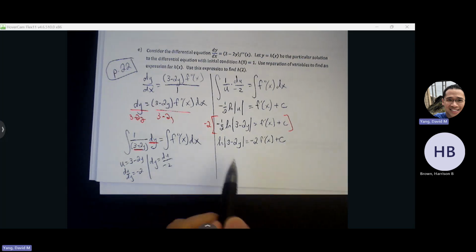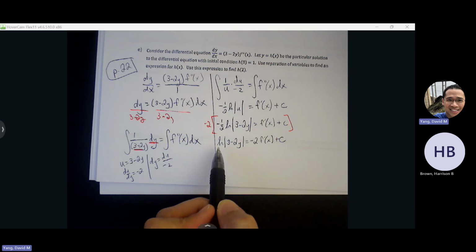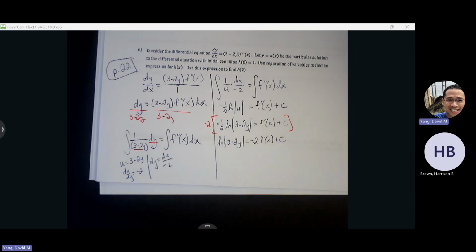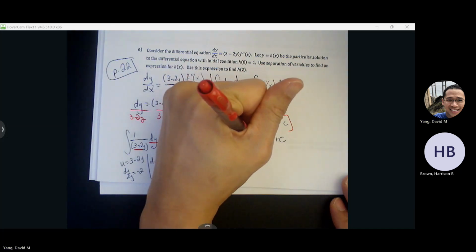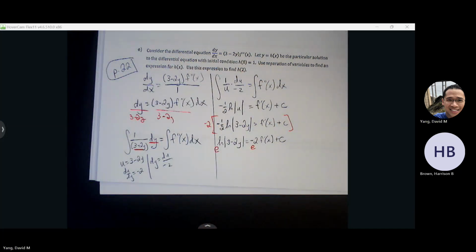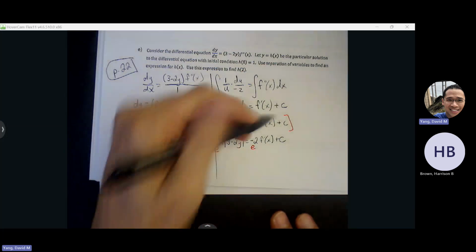I'll go ahead and try to solve for y at this point. So I want to undo the natural log. By undoing the natural log, that means I'm going to raise both sides with e as the base. That's going to allow the e and natural log to cancel out.